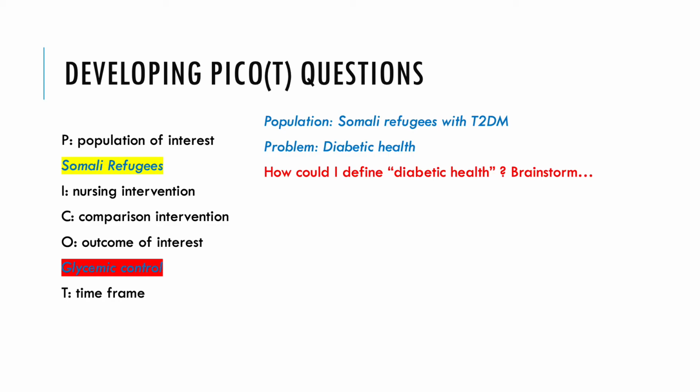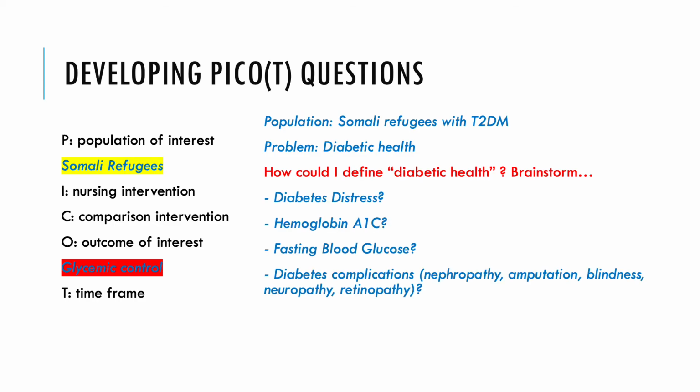And that's my outcome, their diabetic health. So what do I want to address? What do I want to get better? Now I begin to brainstorm. How could I define that thing that I want to measure, that diabetic health?